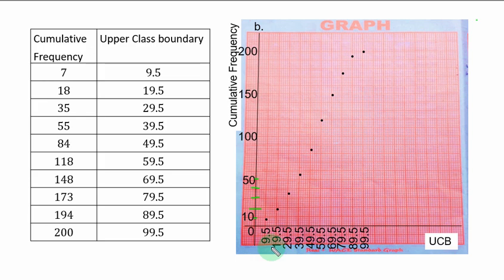The first frequency is 7. Now if one line here is 2, that means 7 is between 6 and 8. The middle here is 7. You plot it against 9.5. The next frequency is 18. 18 should be the line before 20. Here is 20 now, so because one line is 2, you have 18 here. The fourth line from 10 is 18.